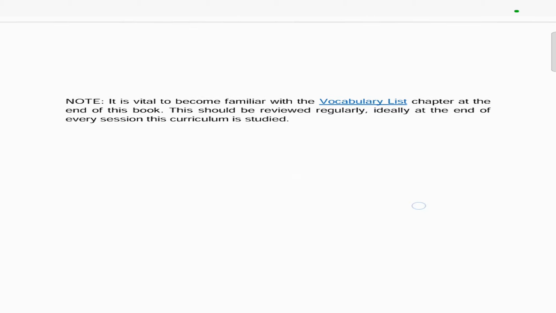So as per usual, at the end of a chapter, we always advise you to go over the vocabulary of this chapter at the end of this book. Ideally, at the end of every session this curriculum is studied, so that your Arabic grammar knowledge increases with your vocab knowledge, inshallah.